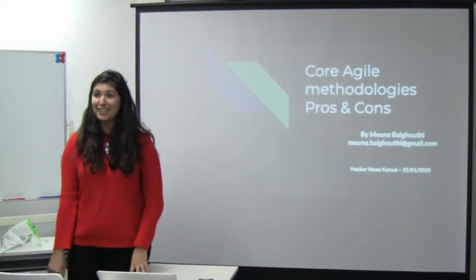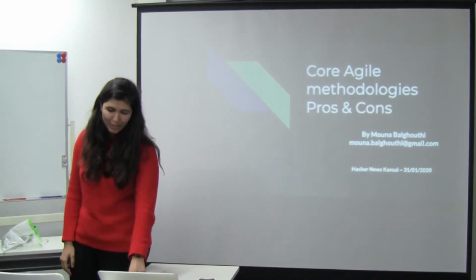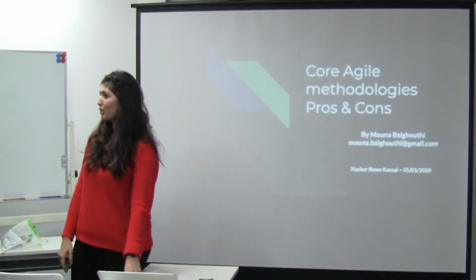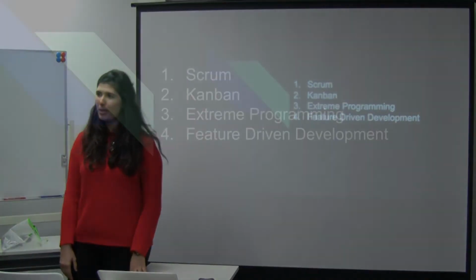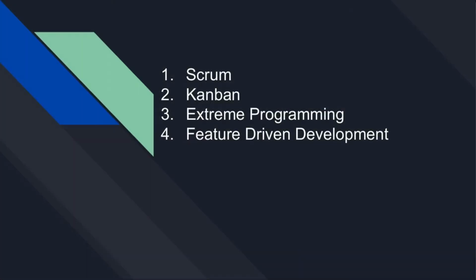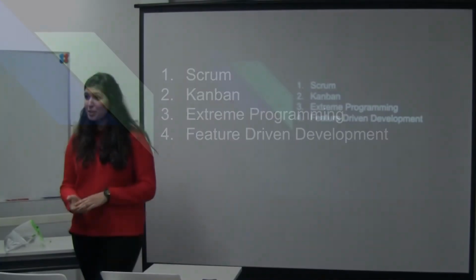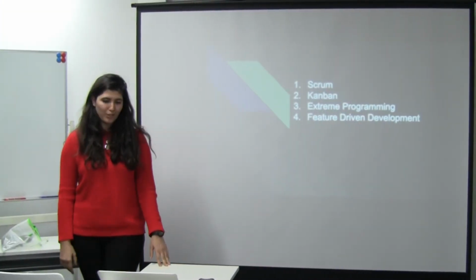This is going to be a very light, technical presentation. So today we're going to talk about core Agile methodologies, have an overview, and talk about drawbacks and advantages. We're going to start with Scrum, then Kanban, then extreme programming, and end with feature-driven development.